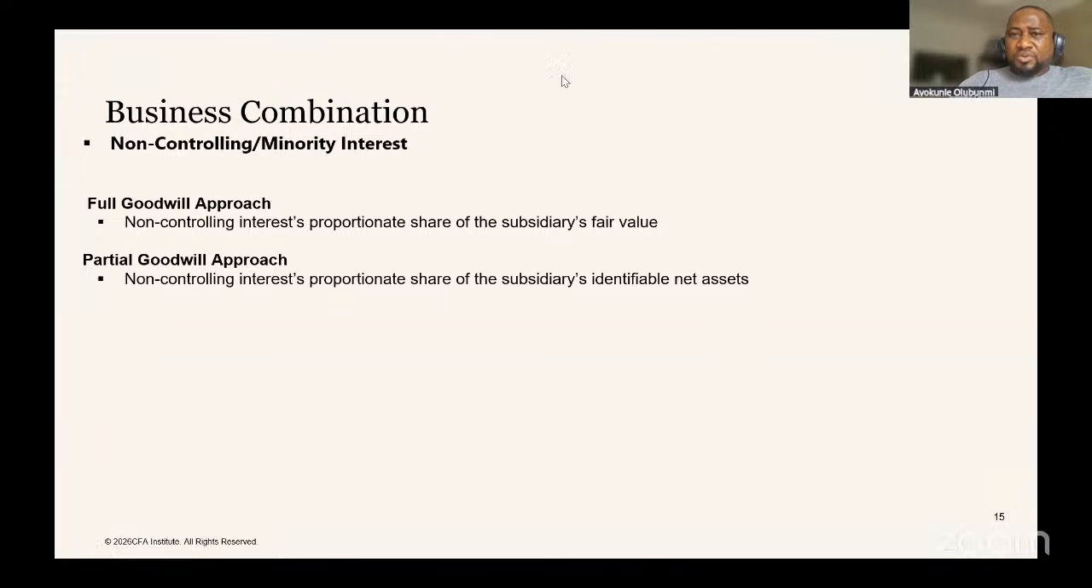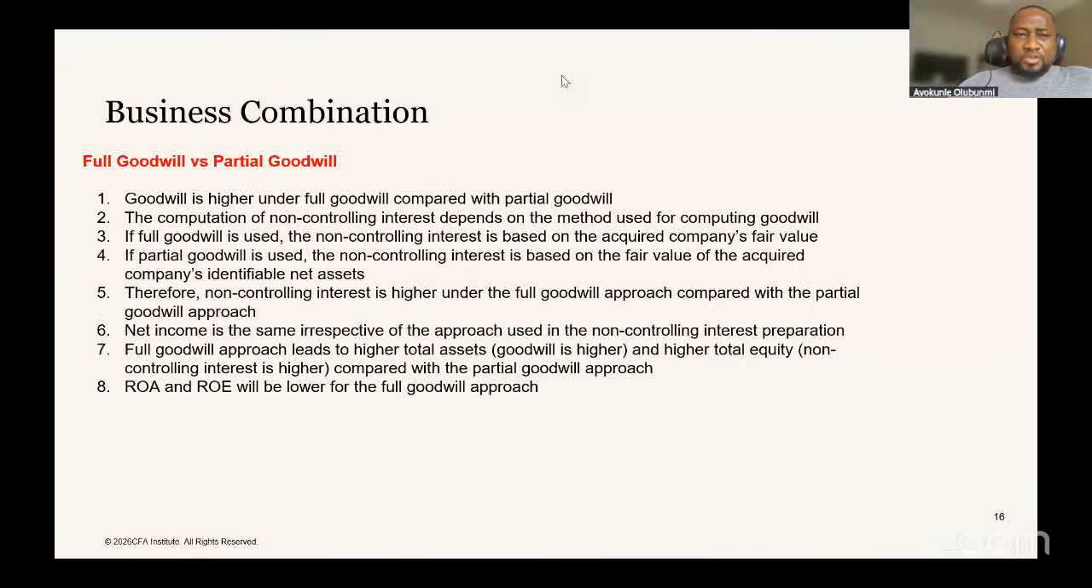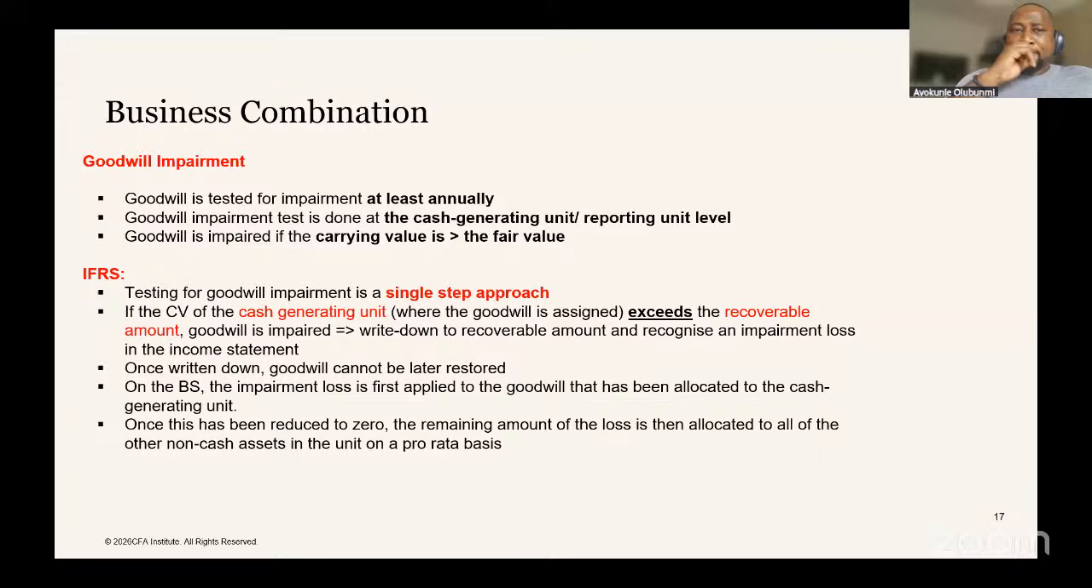Right. Cool. Okay, right. So let's talk a bit about goodwill impairments. The standard says that we must test goodwill for impairments at least once annually. Then something that you need to know is that we test goodwill for impairments at what we call the cash generating unit or reporting unit level. What does that mean? It just means at the divisional level.